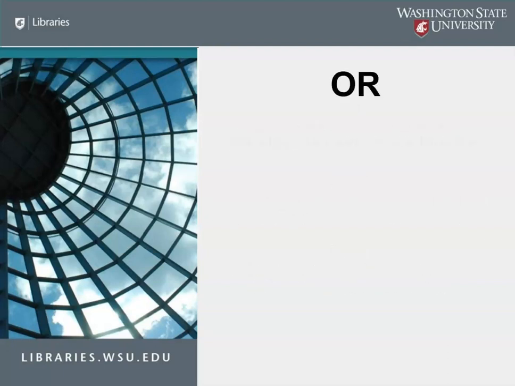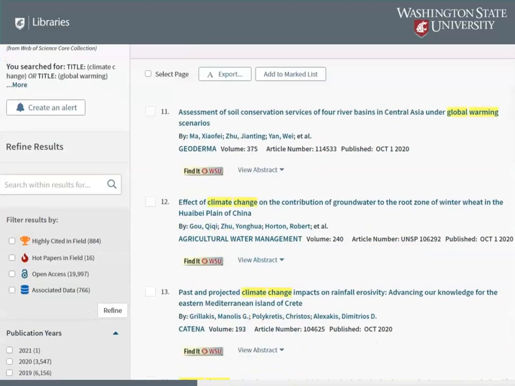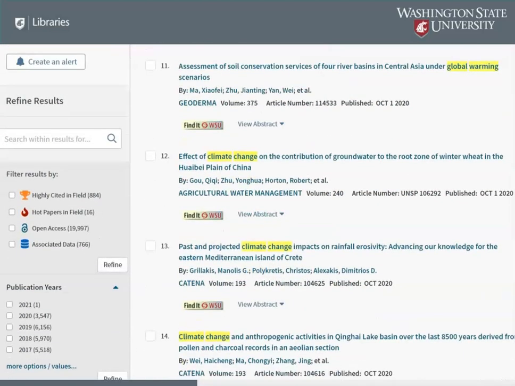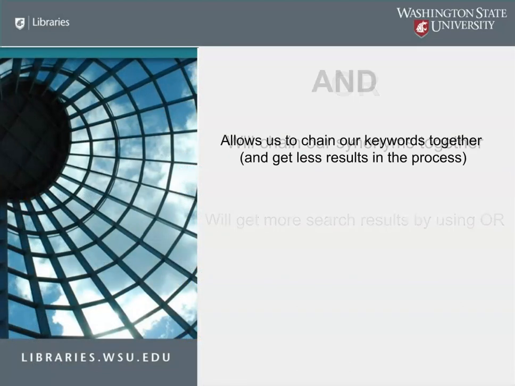First, let's talk about or. Or will allow us to chain our synonyms and those similar concepts together. For example, if we did a title search for climate change or global warming, our database would return search results that had either climate change, global warming, or both in the title. At least one of these terms has to be in that title. Or will expand our results. We'll get more results when we're using or.